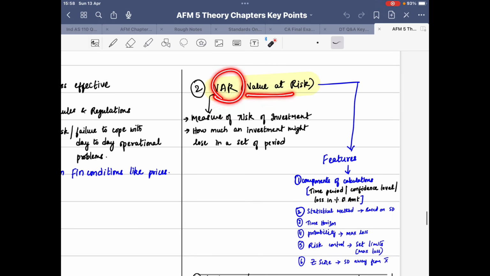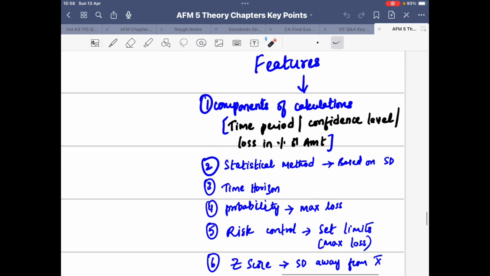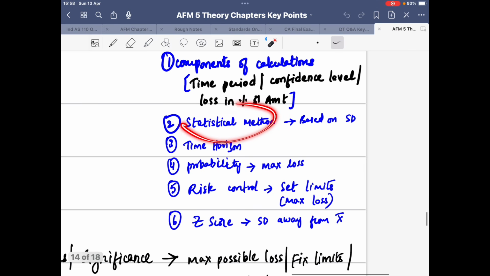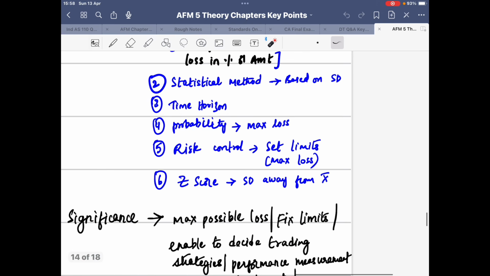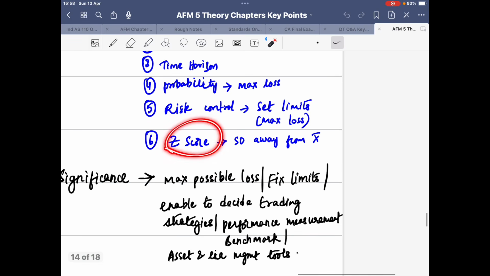VAR, value at risk, means measure of risk of investment, how much an investment might lose in a set period. Features, components of calculations: time period, confidence level, and loss in percentage or amount. Statistical method based on standard deviation. Time horizon, probability of maximum loss, risk control, set limits, maximum loss, z-score: the number of standard deviations away from mean.